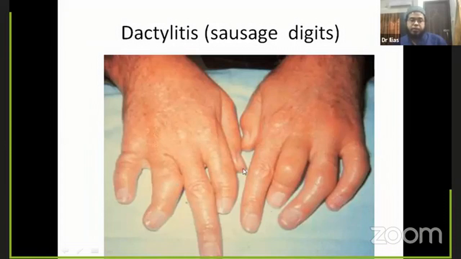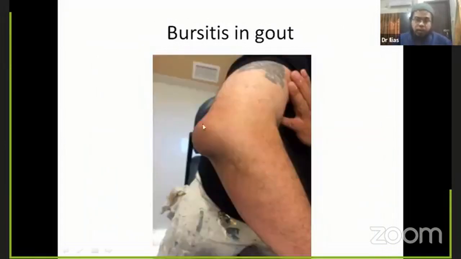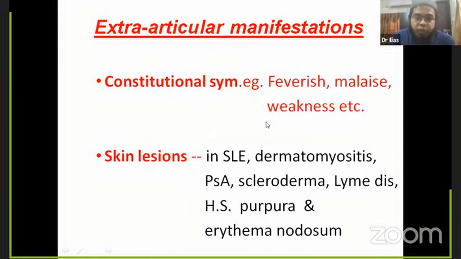Okay, and there is some kind of distortion of the joint architecture. You see, the patient is having the bursitis in case of the gout. Okay, that is the bursitis over the elbow joint. And there could be some other extraarticular manifestations along with the arthritis. And these are very important things to count.